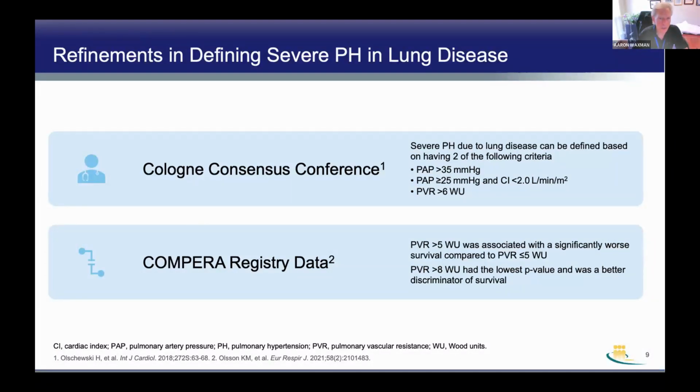And fundamentally, the PVR is the disease and really what differentiates the impact of the parenchymal disease on the vasculature versus pulmonary vascular remodeling. And there you can also see the comparative registry data where the PVR was defined as greater than 5 Wood units to define severe disease. And this is clearly associated with significantly worse survival compared to those who have PVR less than 5 Wood units. And it gets even more significant when that PVR goes above 8 Wood units.